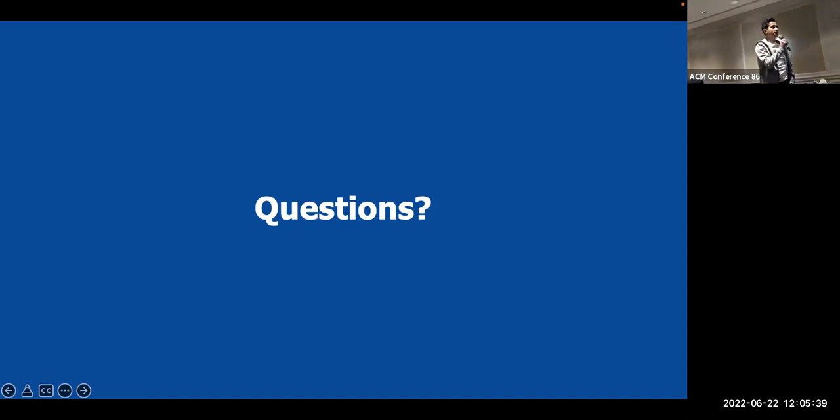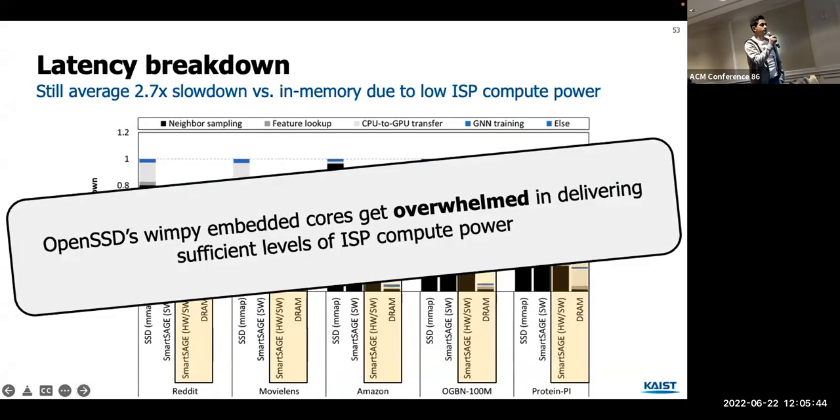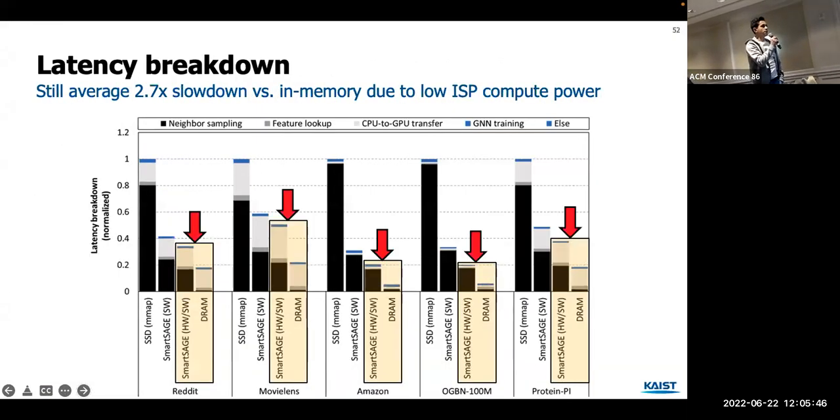If you go back to the evaluation slide, after the black portion, a good portion of the chart is CPU to GPU data transfer, which is actually the features, right? Yes. Can't we offload the aggregation of the first layer also to the in-storage processing so that we have less data to transfer?